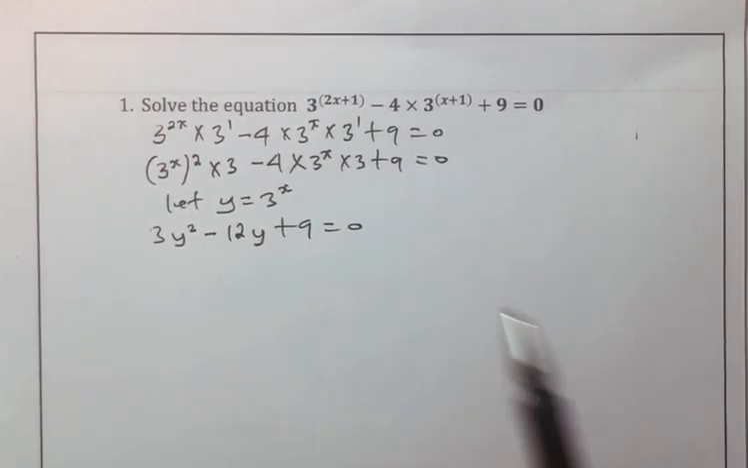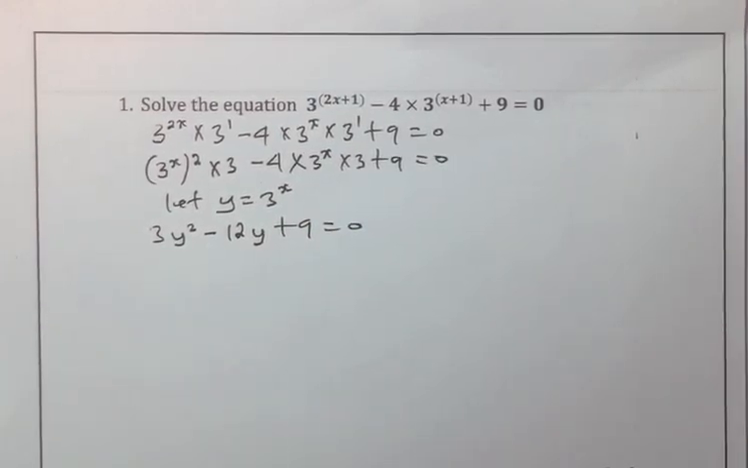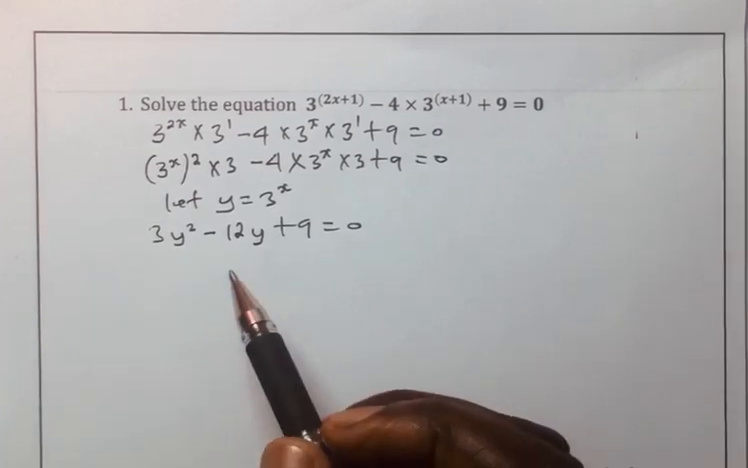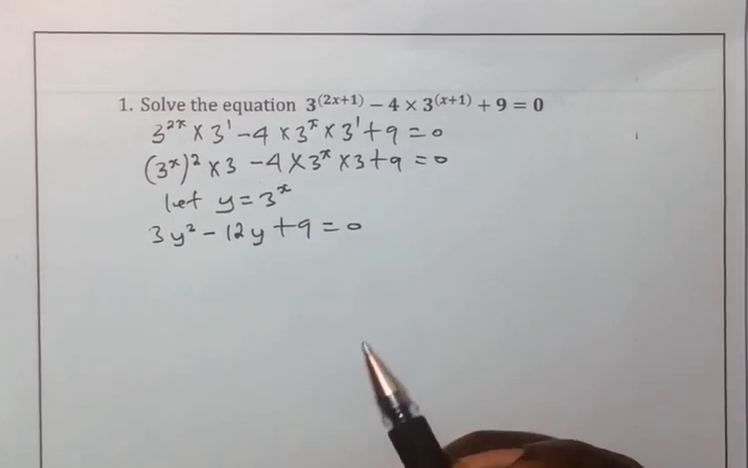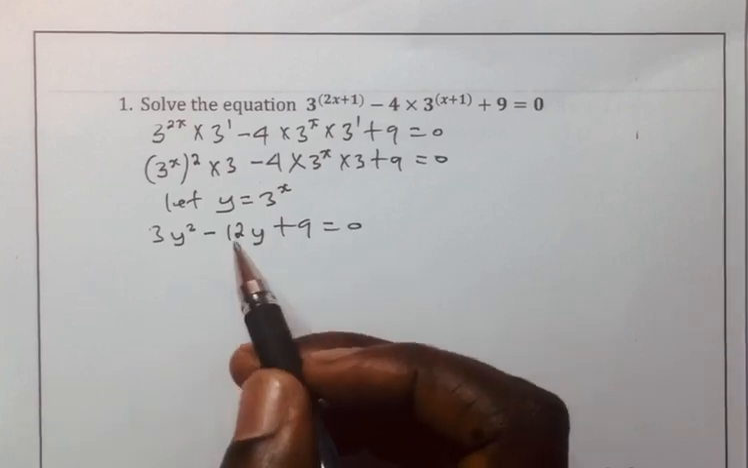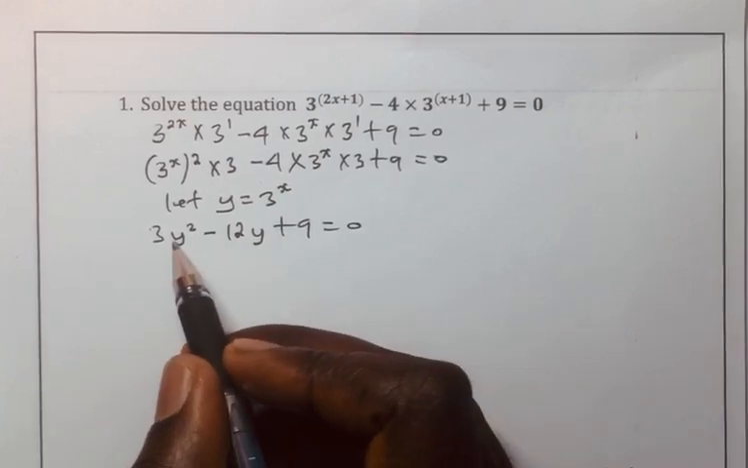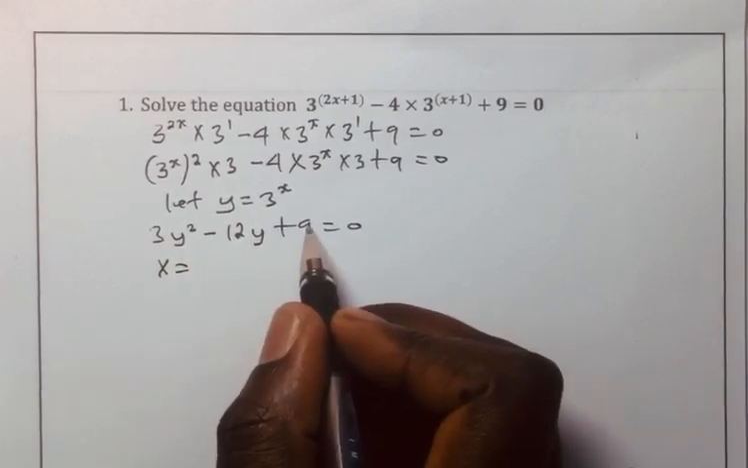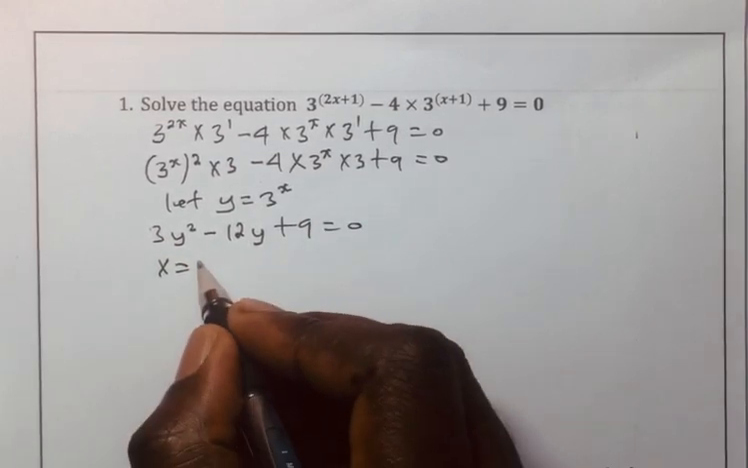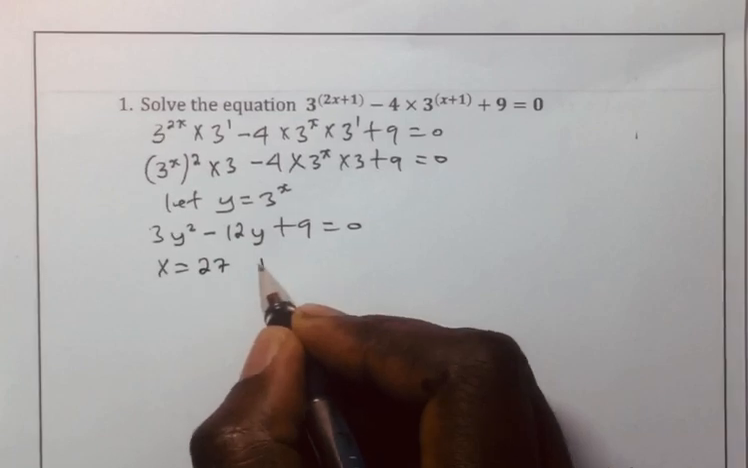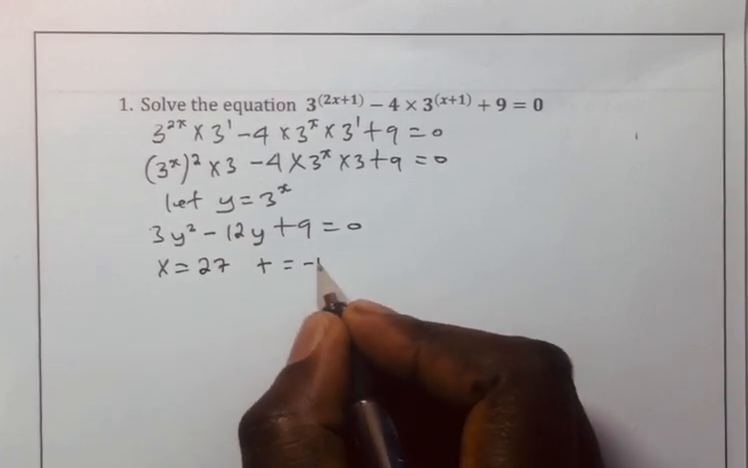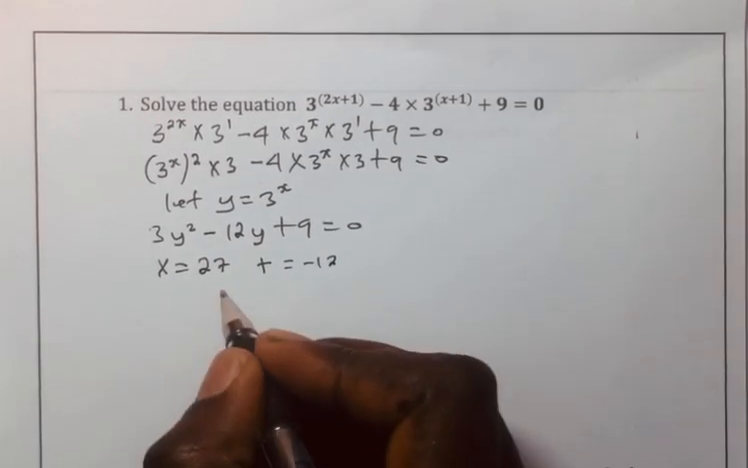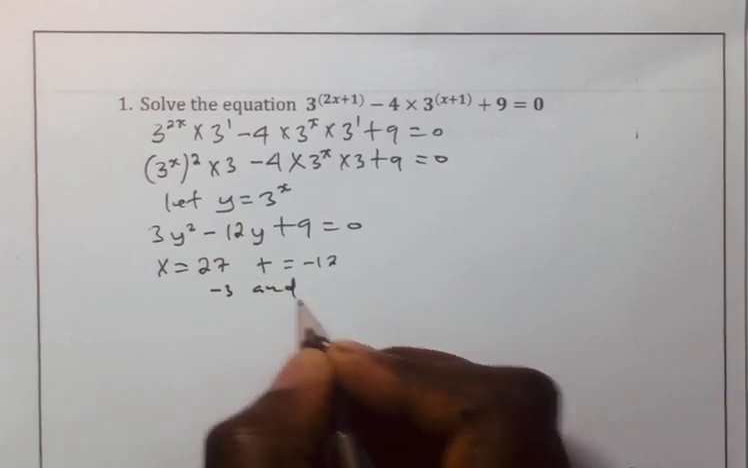So we have a quadratic equation involving y. You can solve that using any method. Let us use factorization. If we use factorization, we're going to need two numbers whose product is 3 times 9, that is 27, and their sum is negative 12. So those two numbers are negative 3 and negative 9.